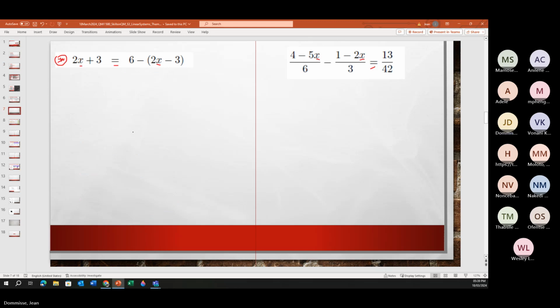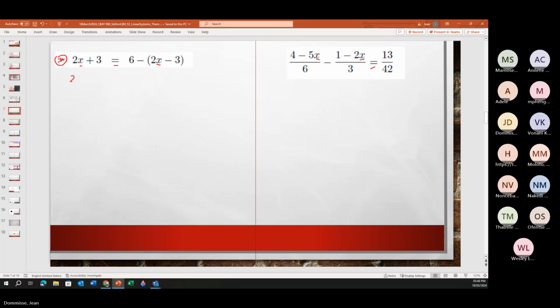Okay, so let's look at the first example. Basically, we need to simplify and solve for x. In the first session, we looked at order of operations. So first, we need to work out what is in the brackets. Then normally take all the x's to the left, all the other numbers to the right.